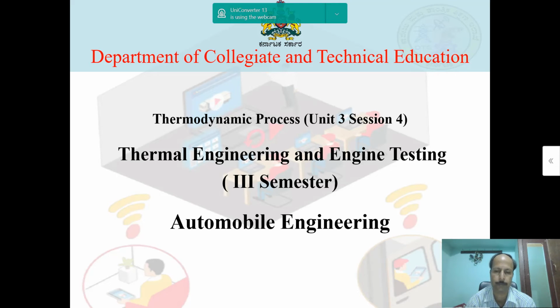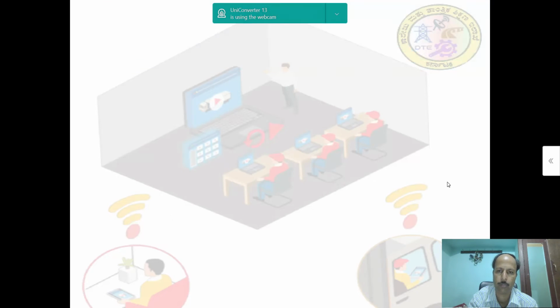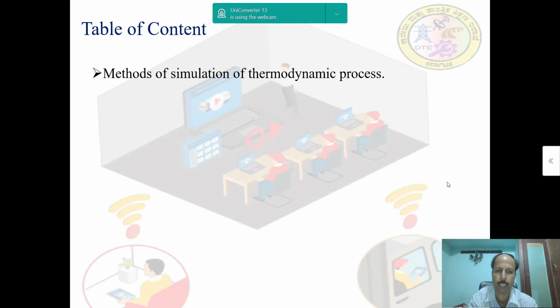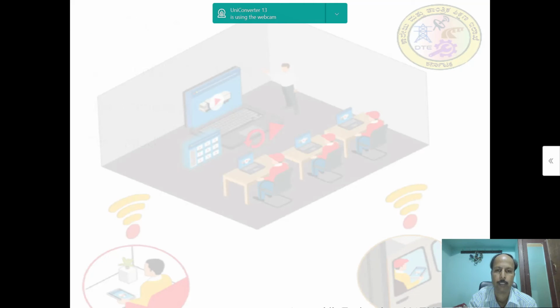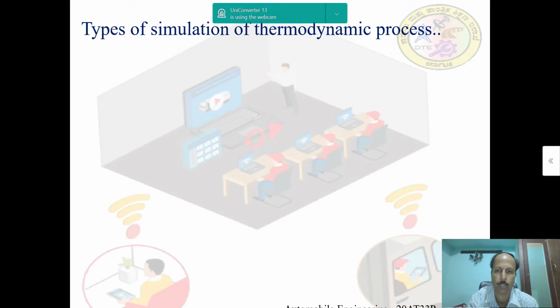In this session, Unit 3, Session 4 of Thermal Engineering and Engine Testing of third semester Automobile Engineering, we are going to learn about the different methods of simulation to simulate different thermodynamic processes, and then simulate the constant temperature process, or isothermal process, using different simulations available. Then we'll refresh ourselves with the help of a multiple choice question session at the end of this presentation. So let us first understand what are the different simulation types available to simulate different thermodynamic processes.